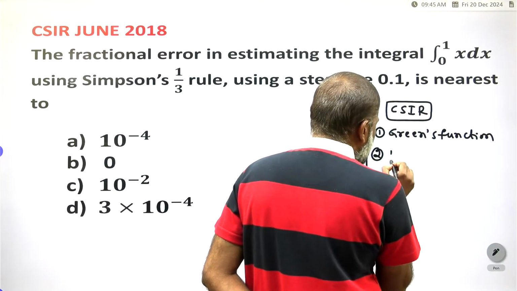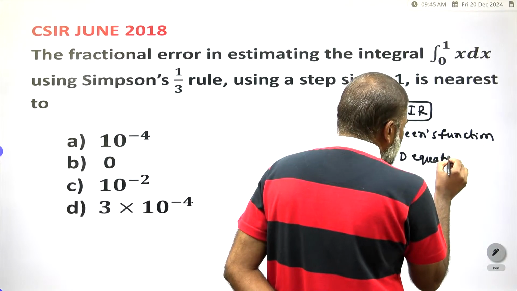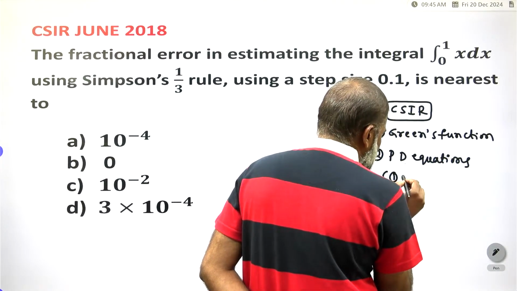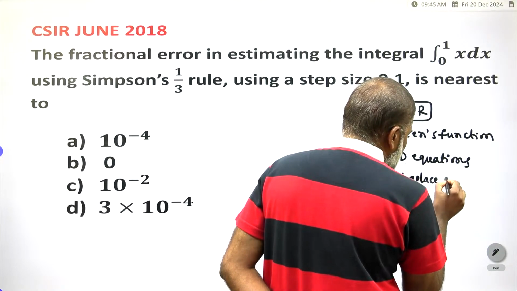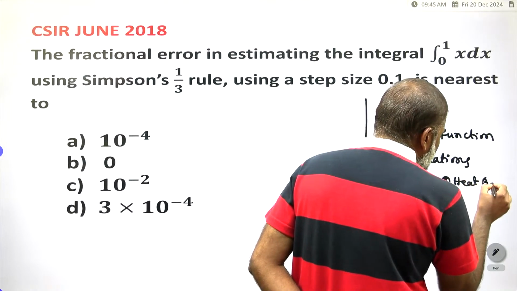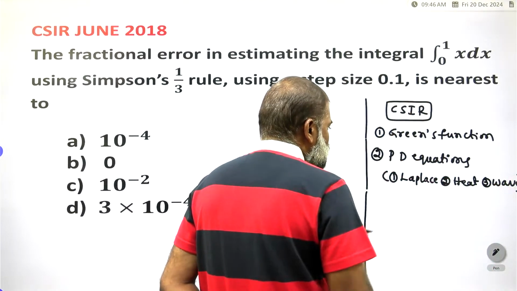The second topic is partial differential equations. In partial differential equations, we discussed three equations. The first one is the Laplace equation, the second one is the heat equation, and the third one is the wave equation. Three equations we have under partial differential equations.